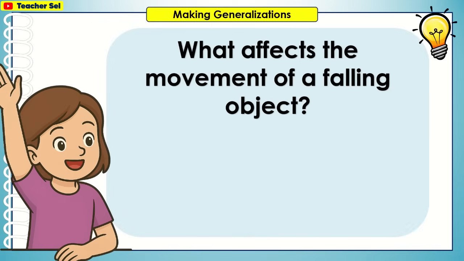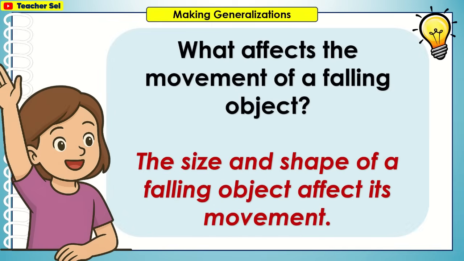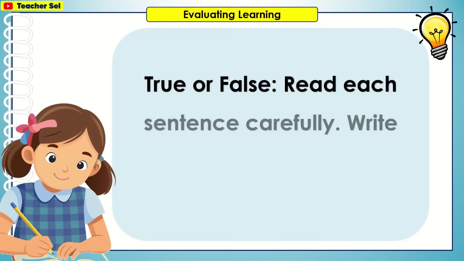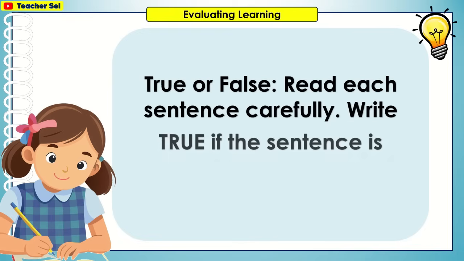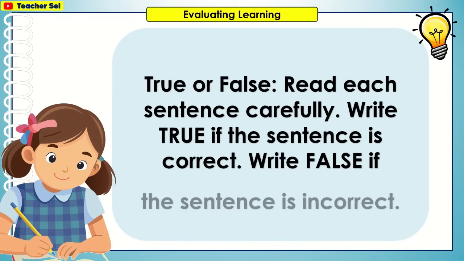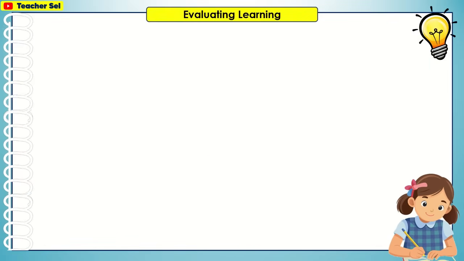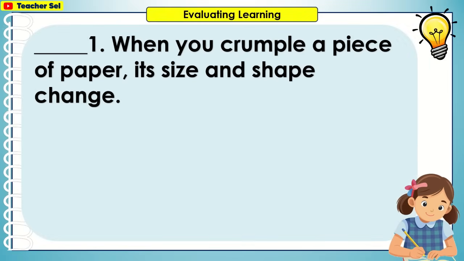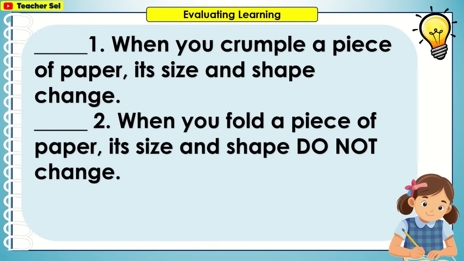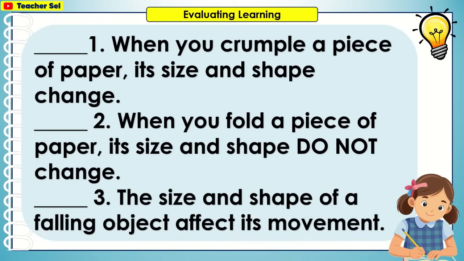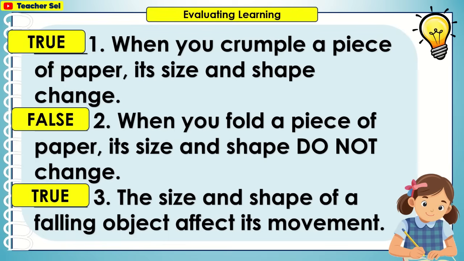What affects the movement of a falling object? The size and shape of a falling object affect its movement. True or false? Read each sentence carefully. Write true if the sentence is correct. Write false if the sentence is incorrect. When you crumple a piece of paper, its size and shape change. When you fold a piece of paper, its size and shape do not change. The size and shape of a falling object affect its movement. Here are the correct answers.